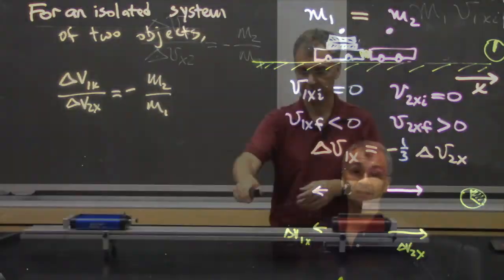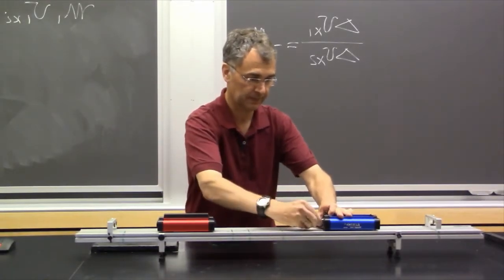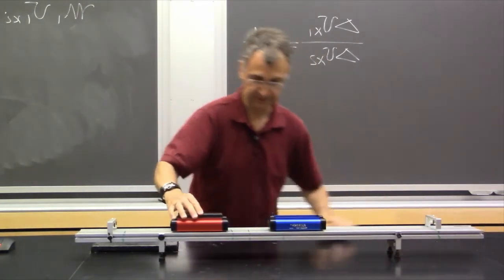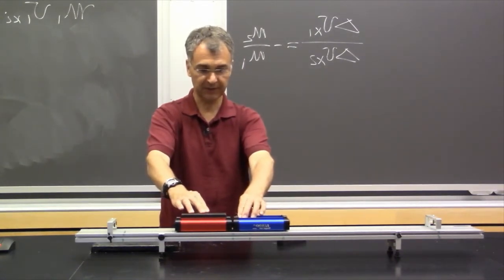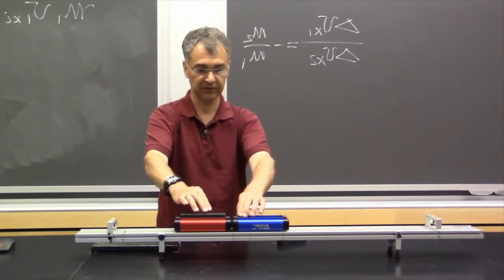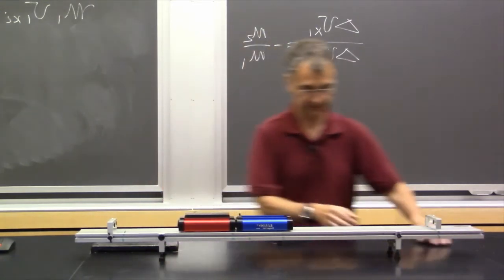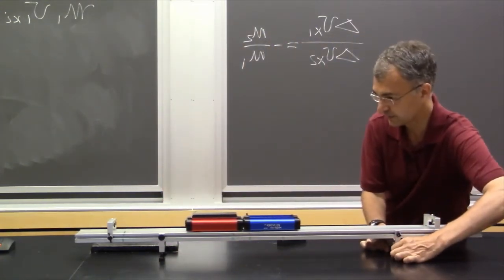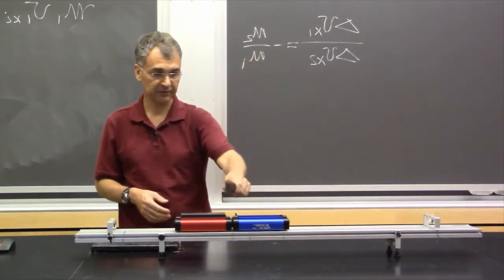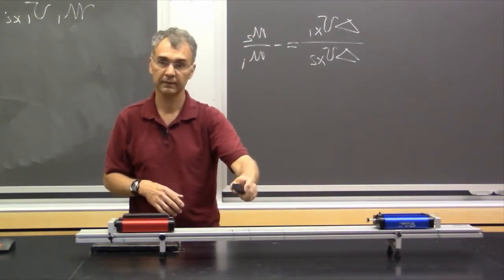So let's watch that. And then we can make the ratio of masses be 3 to 1. So the red cart will be 3 times the mass of the blue cart. And then we can position them in such a way that the distance that the red cart has to travel is 1/3 of the distance that the blue cart has to travel. Here, again, I have to level out the track. Okay, and let's try that. That's pretty good. Not bad.